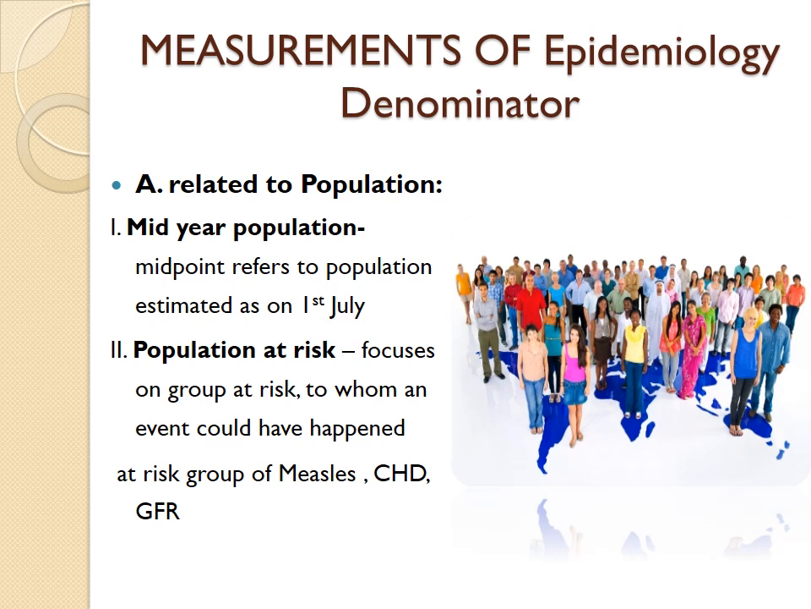The denominator can be the population at risk. That means it focuses on the group at risk to whom an event would have happened. That means at risk of measles, the at-risk group of coronary heart disease, etc. Another one is GFR, or general fertility rate. While calculating the general fertility rate, the denominator is restricted to women of reproductive age group, that is 15 to 49 years of age. So these are the population at risk.